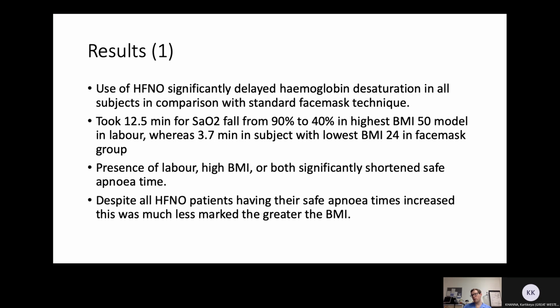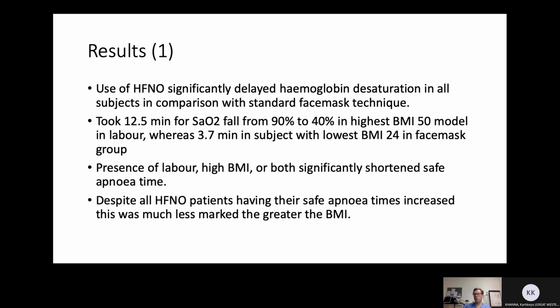And it took about 12.5 minutes for your SATs to fall from 90% to 40% in the highest BMI model in labour. So for those, they've accepted that you're not really able to get to a fractional expired oxygenation of 90%. So that's for someone who gets to about 60%, and it still takes 12.5 minutes for them to get from 90 to 40. Whereas it's 3.7 minutes in the lowest BMI just using the face mask, so no high flow oxygen. Presence of labour and high BMI, particularly 45 and 50, significantly shortened the safe apnea time.